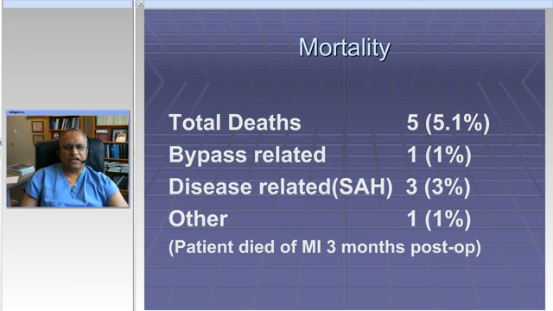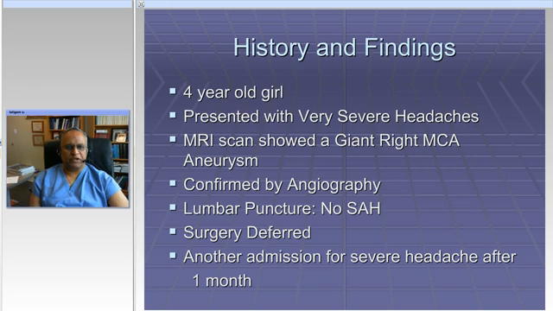A lot of this is a learning curve. Obviously, as the learning curve improves, your results also improve. There were a total of 5 deaths in this group of patients. 1 was thought to be related to the bypass procedure. 3 were related to the disease, namely subarachnoid hemorrhage, and 1 patient died of myocardial infarction about 3 months after surgery. So I'm going to show you some illustrative cases.